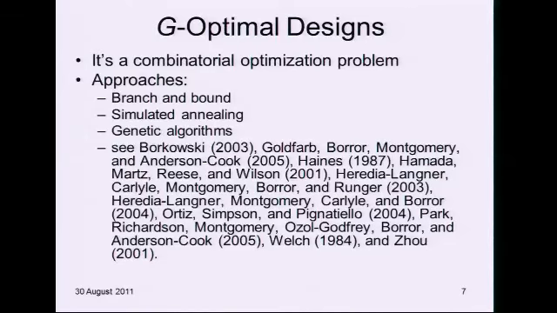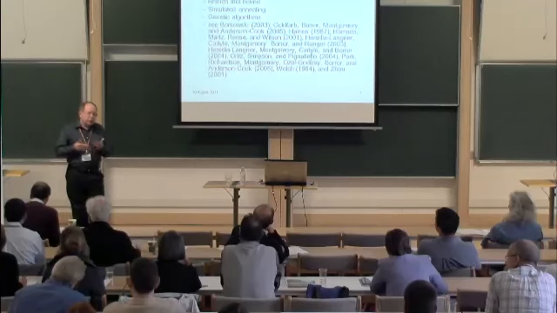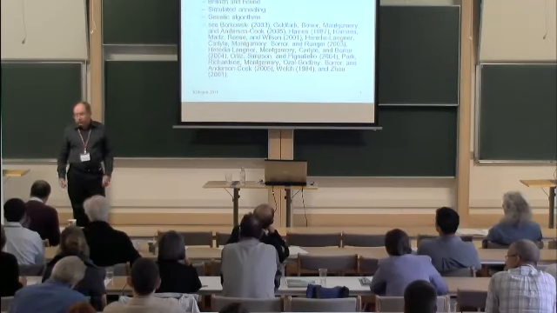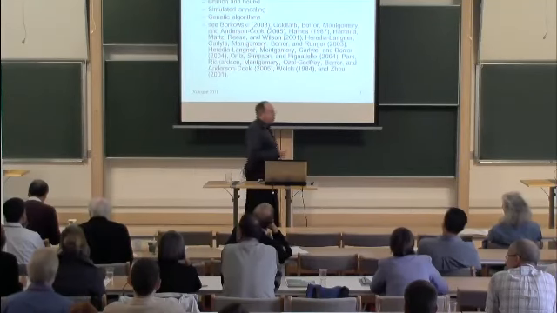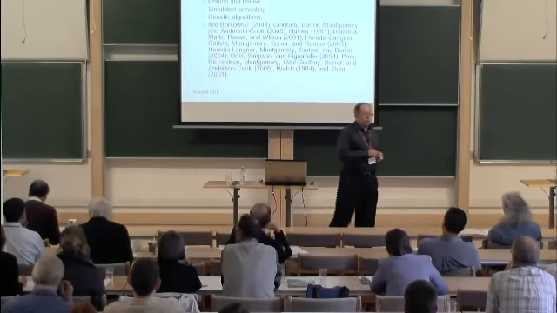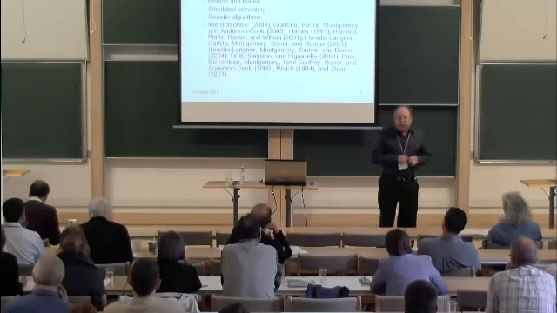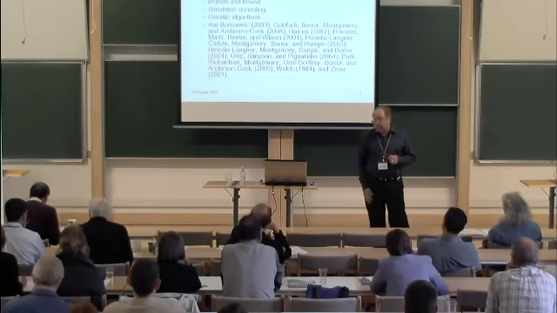And then in recent years, starting in the late 90s, around 2000, there's been a lot of interest in genetic algorithms and other what I would call evolutionary optimization schemes for solving these kinds of problems. Genetic algorithms can work really, really well. You can get excellent designs. They are not necessarily the fastest type of methods in the world.